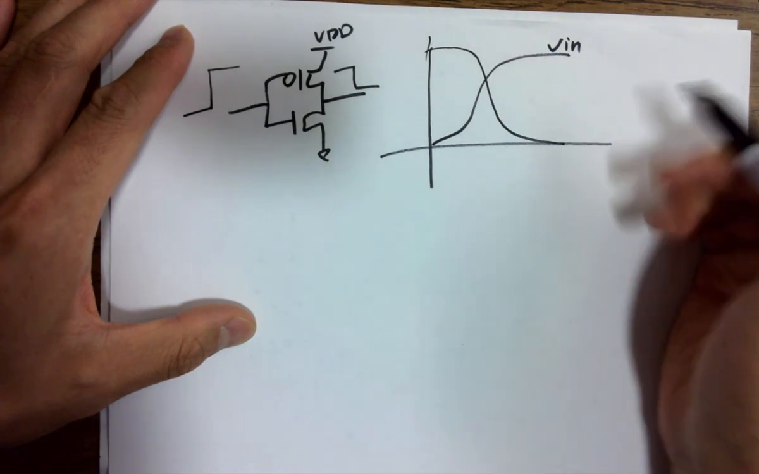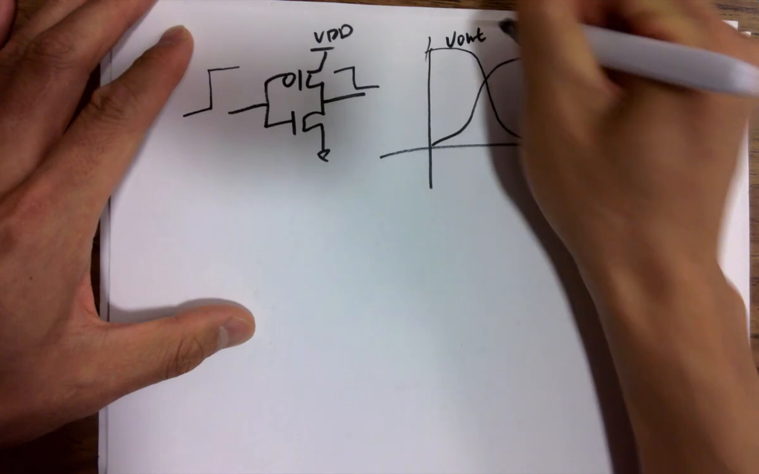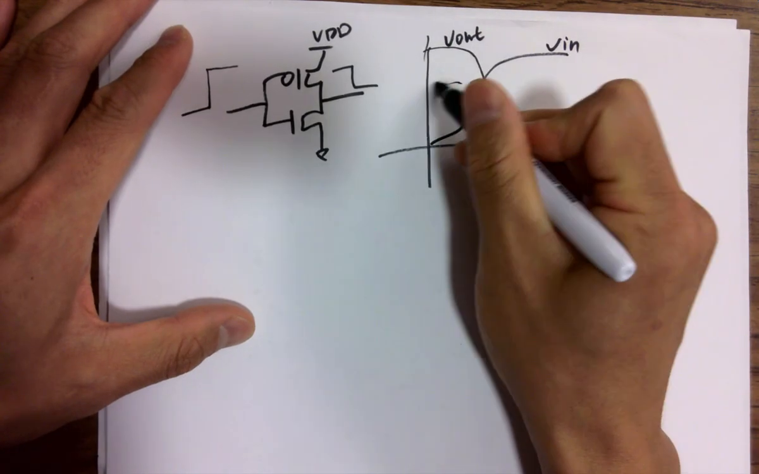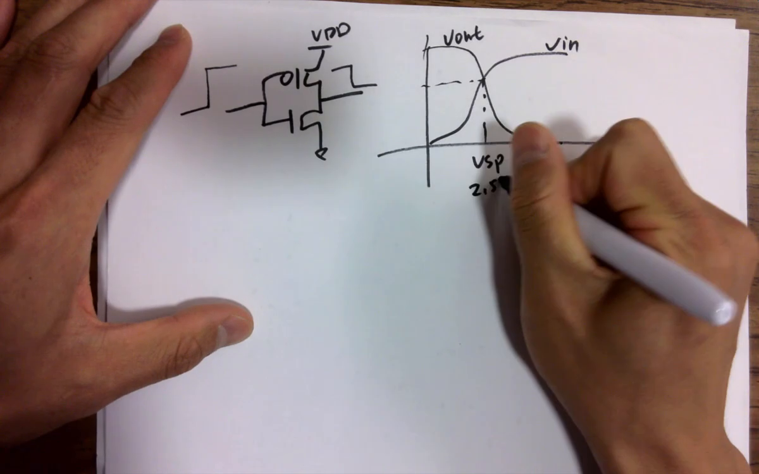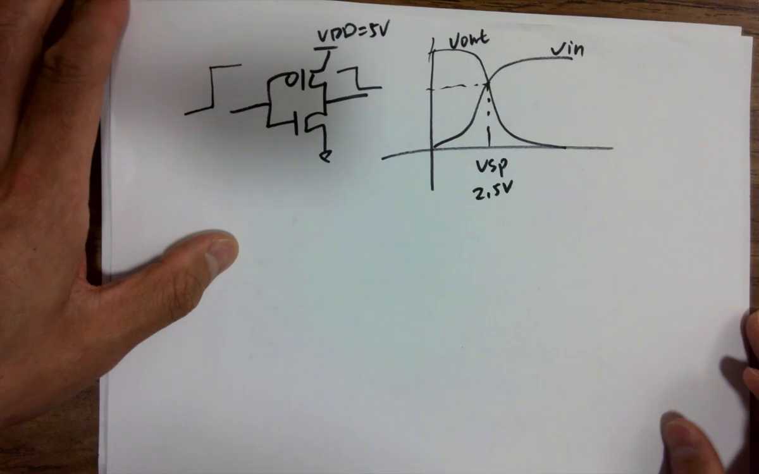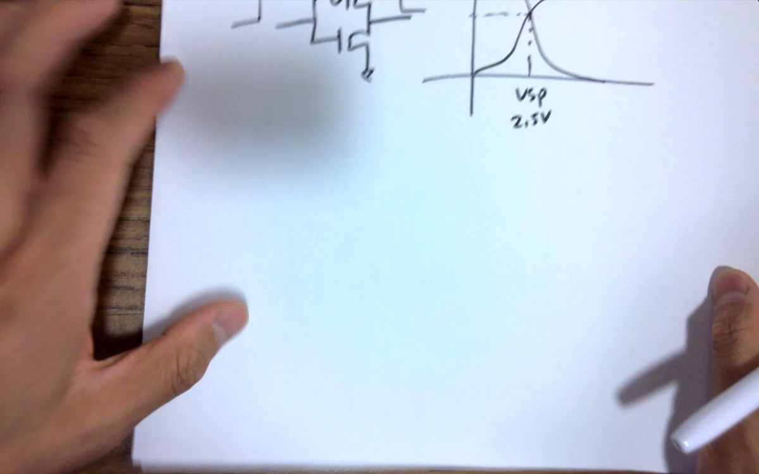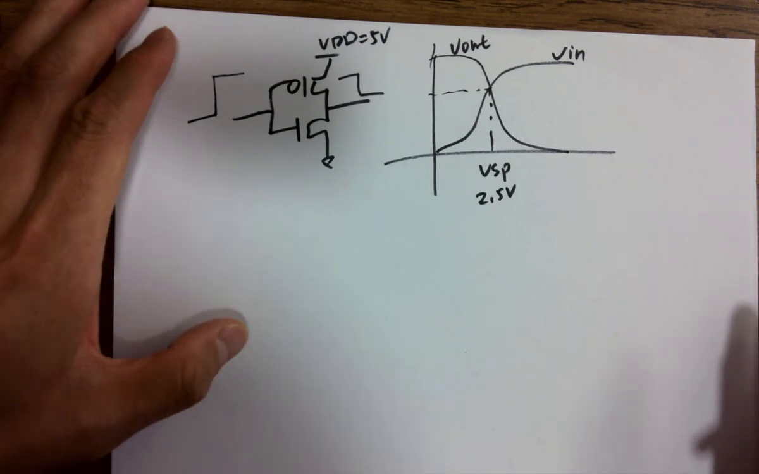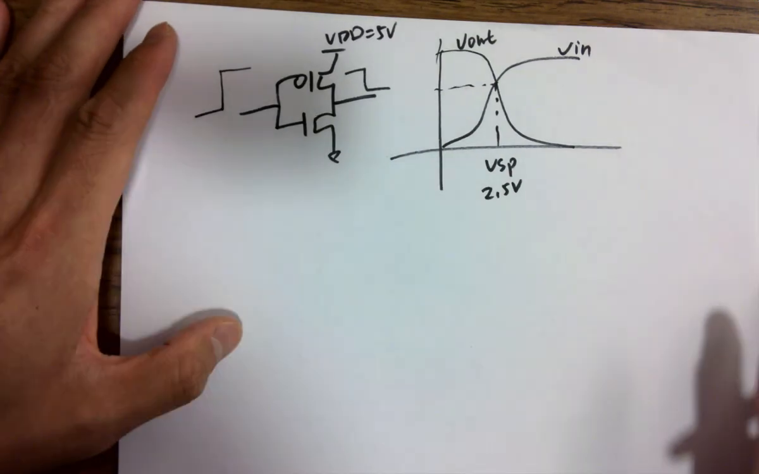V out will switch, and we define this as VSP, the same voltage, and ideally this should be 2.5 volts if this is a 5 volts logic. Why are the currents the same? I didn't find a satisfying answer. Someone says it's not exactly the same, there will be a little difference.